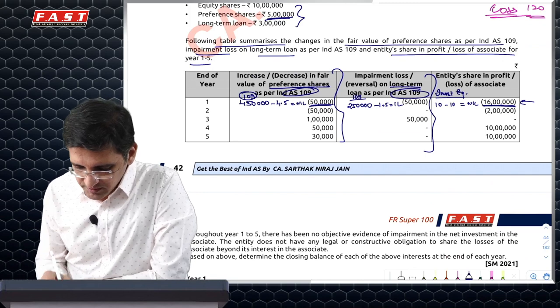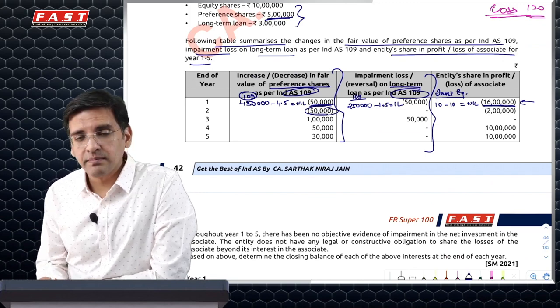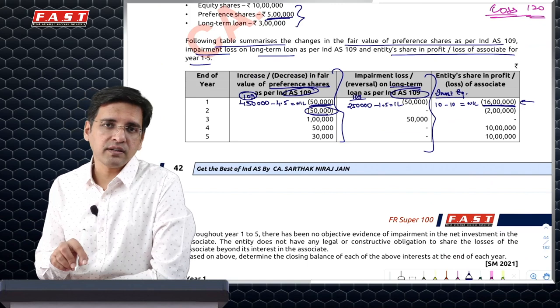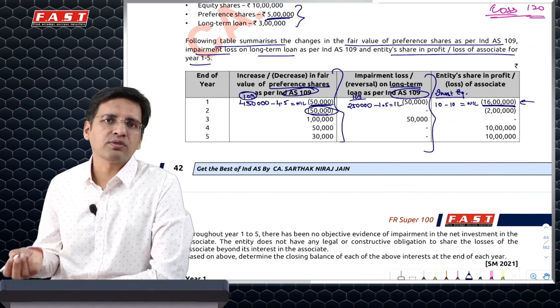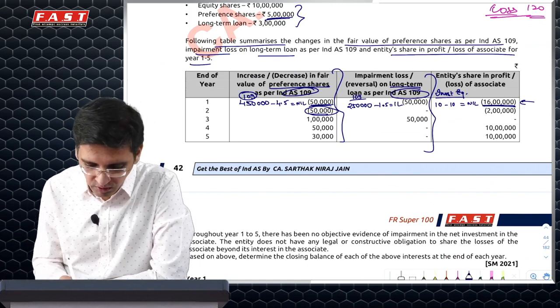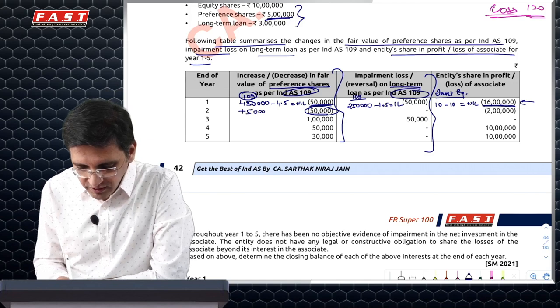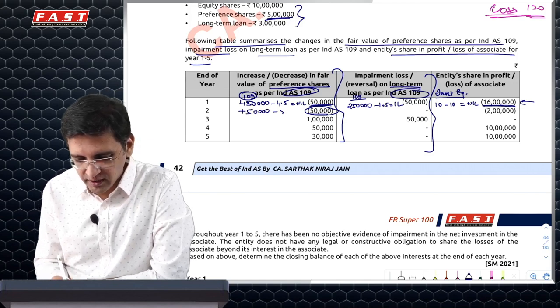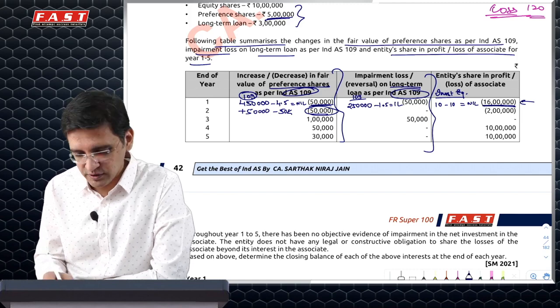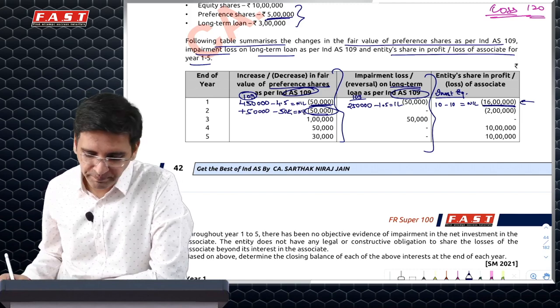Now second year, what happens? There's another 50,000 rupees of loss which happens in preference share. I have to do accounting first under 109, but my preference share is already 0. So I'll have to recoup that particular loss. So I'll have to add back the loss of 50,000 which I recognized in the last year so that I can recognize this 50,000 of loss as per 109 and bring it back once to nil.